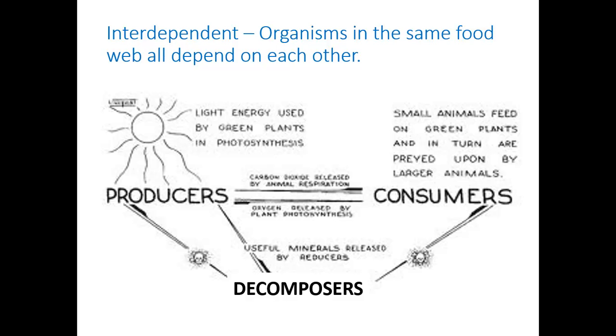Interdependent. Something happens in a food web, maybe there's a forest fire that destroys habitats for different animals, and this can affect food chains because maybe there's not as much food for animals that are higher up in food chains to eat.